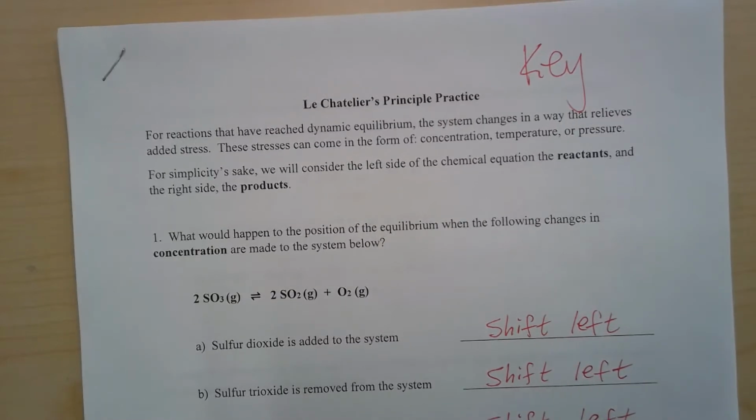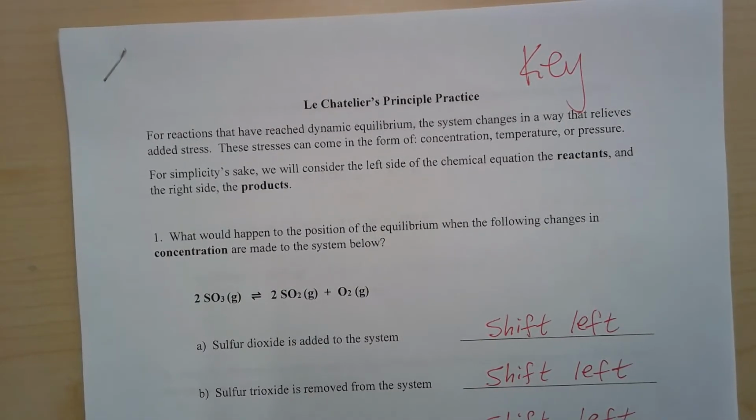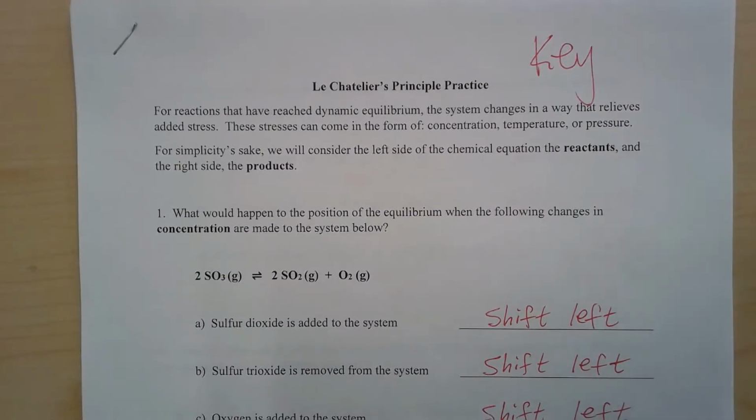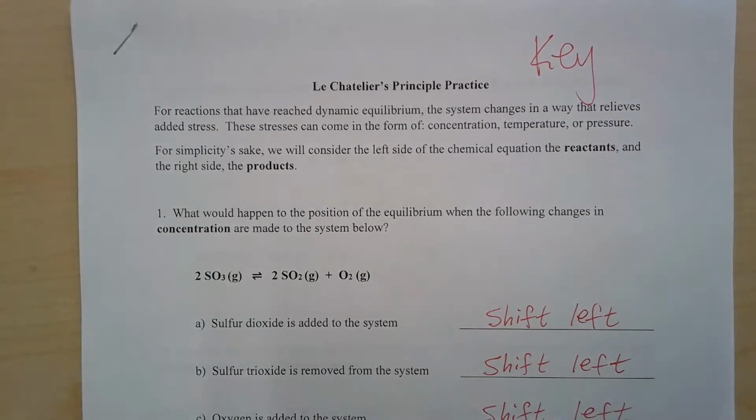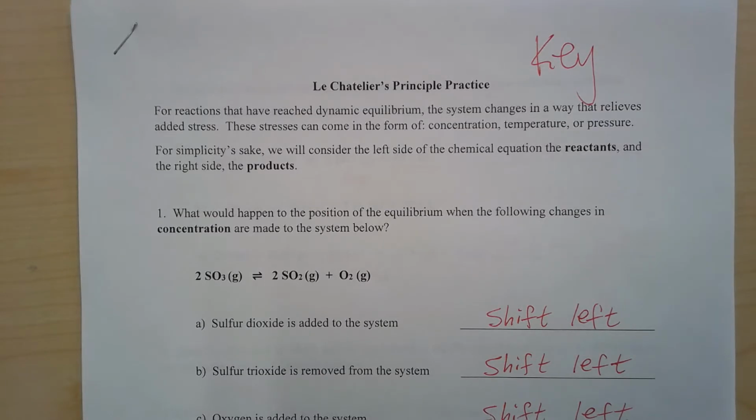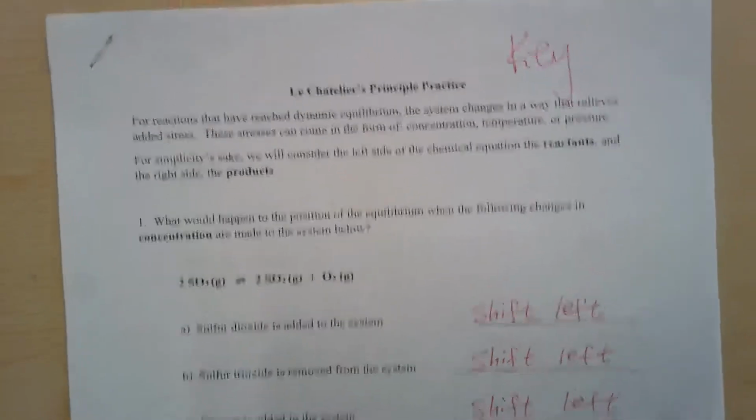All right, let's talk about this Le Chatelier's principle of practice. So it says, for the reactions that have reached dynamic equilibrium, the system changes in a way that relieves added stress. These stresses can come in the form of concentration, temperature, or pressure. And for simplicity's sake, we're going to consider the left side of the chemical equation the reactants and the right side the products. All right.